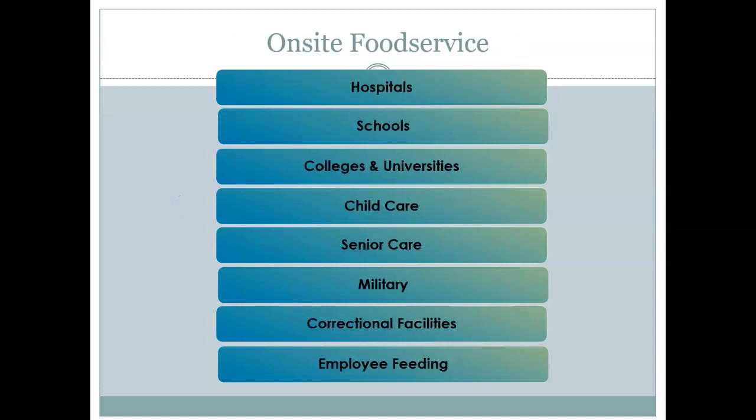These are examples of on-site or institutional food service, things like hospitals or schools, colleges and universities, childcare, senior care, military, correctional facilities, and employee feeding. So you don't go to these places specifically for the food, but while you're there, you may want to have something to eat or a meal, and these institutions would provide you those meals.